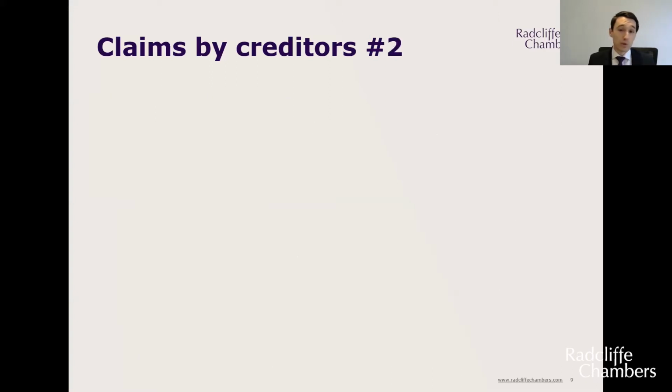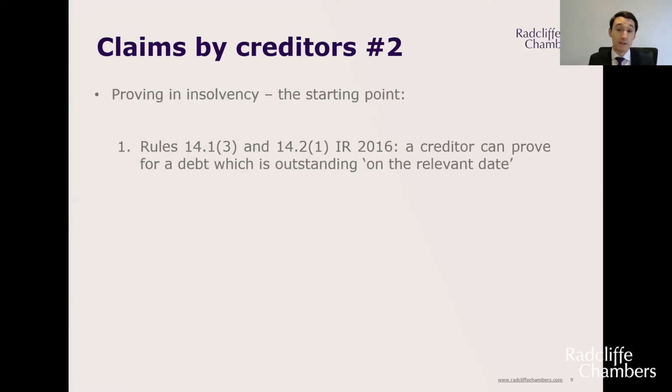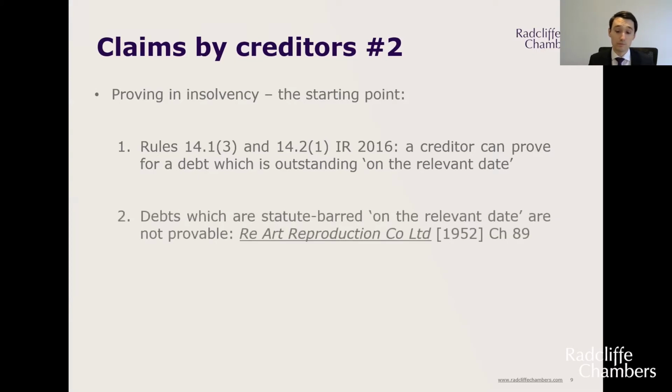Rules 14.1 and 14.2 of the insolvency rules confirm that a creditor can prove for a debt in insolvency if it's outstanding on the relevant date. In practice, that means the date of administration, bankruptcy, or liquidation. Any debts which are statute barred before then are not provable.